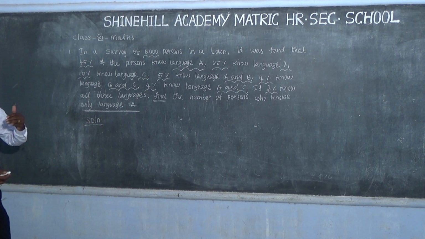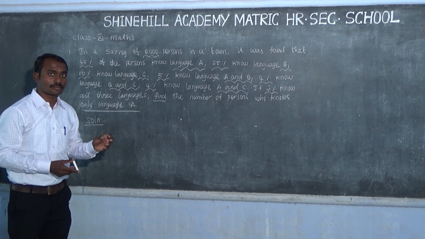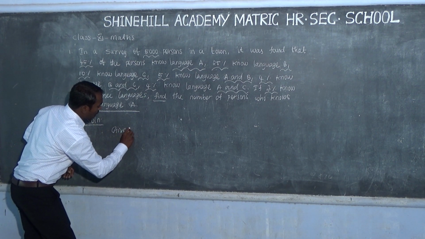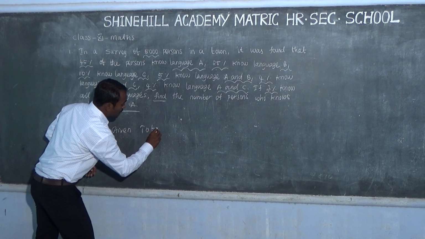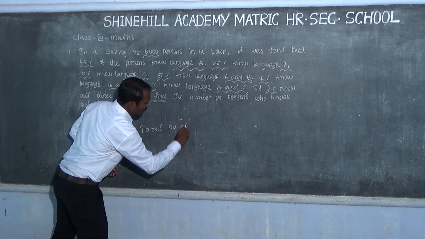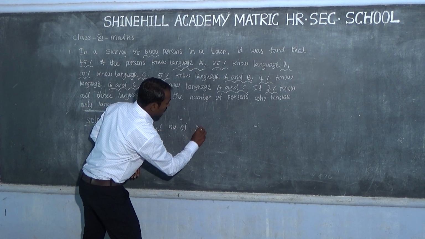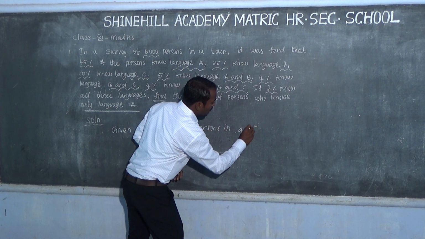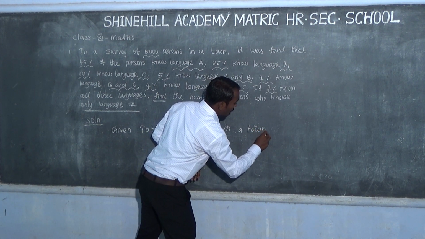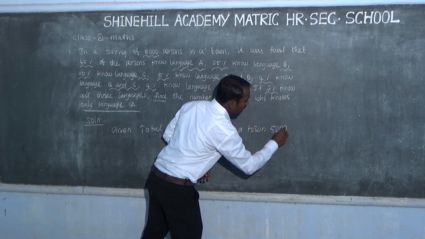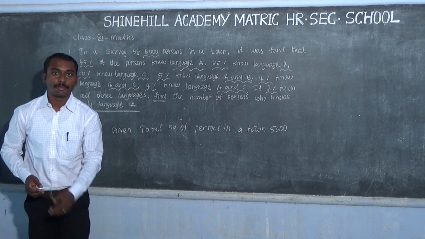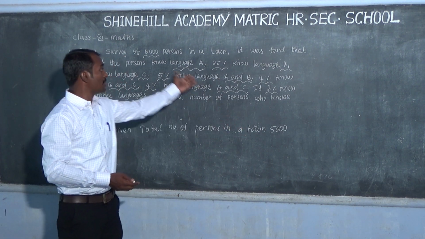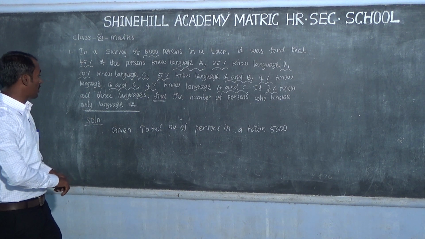First I write our given values. Given: the total number of persons in a town is 5,000. I take 5,000 as the total number of people.